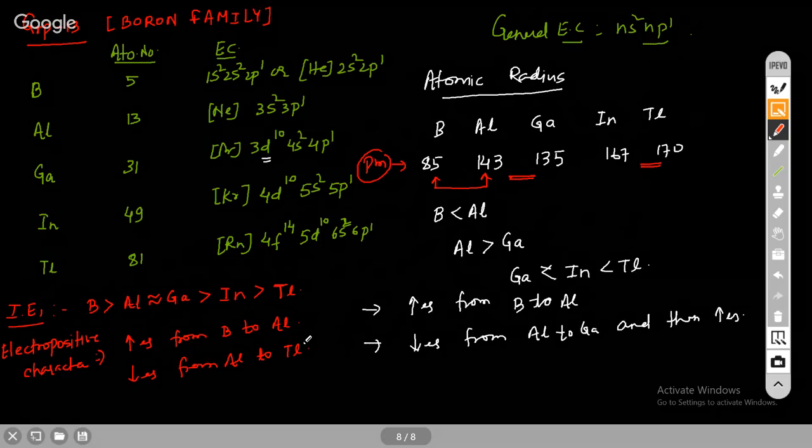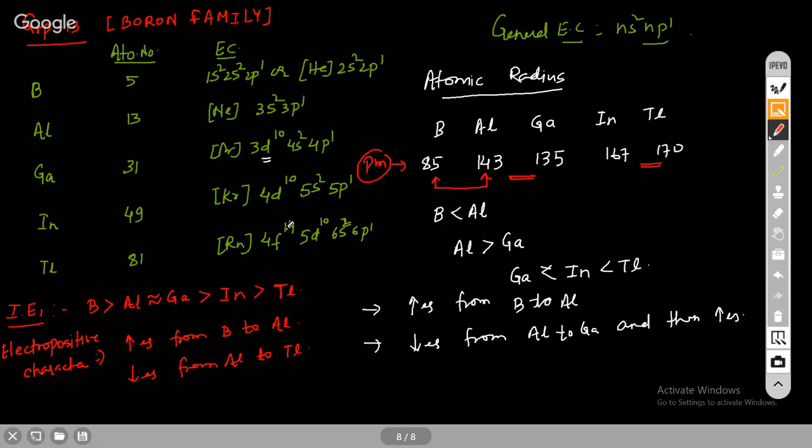But here, like I said, because of this factor, the order is this. It does not mean that only that factor is there. It means that that particular factor is dominating. That's why we are discussing about that factor. It's just that thing. Okay, so electropositive character is this.